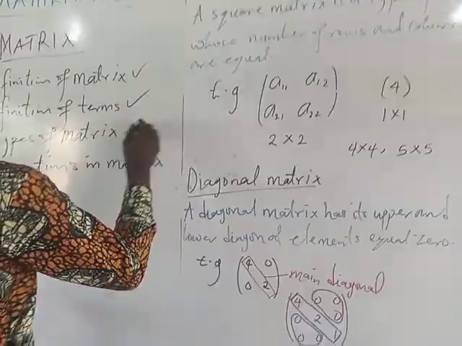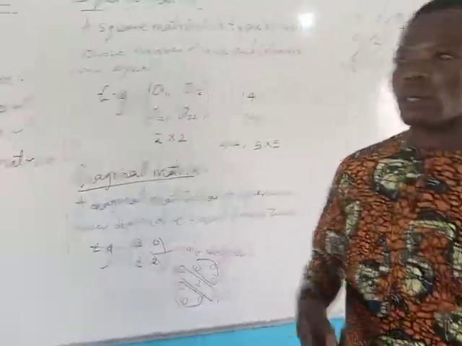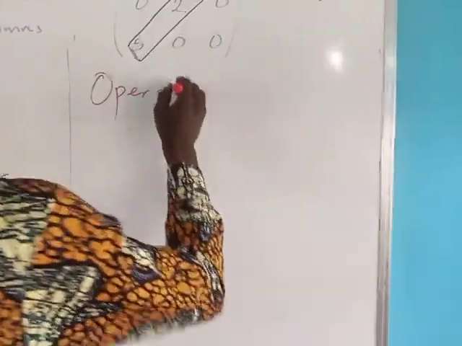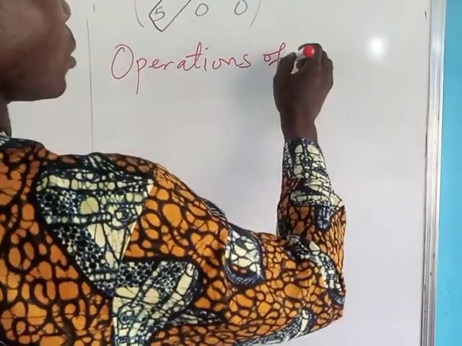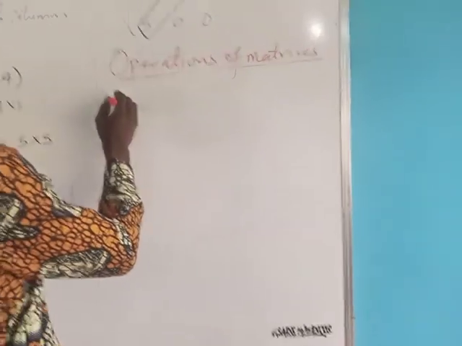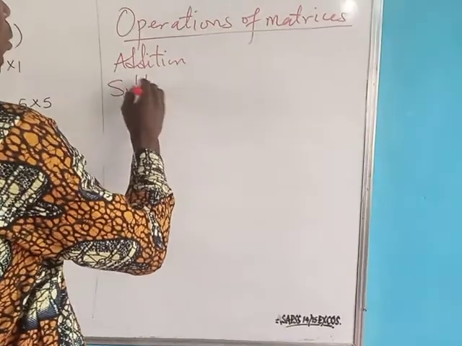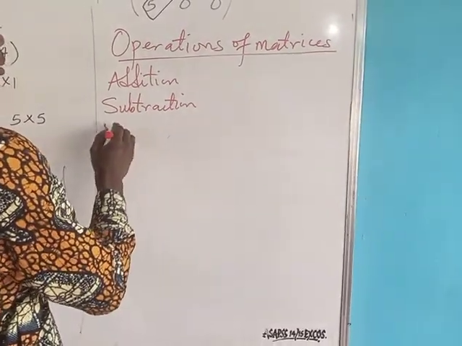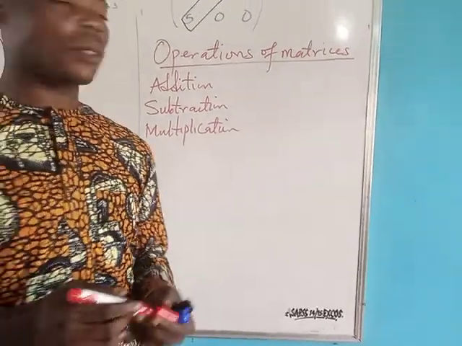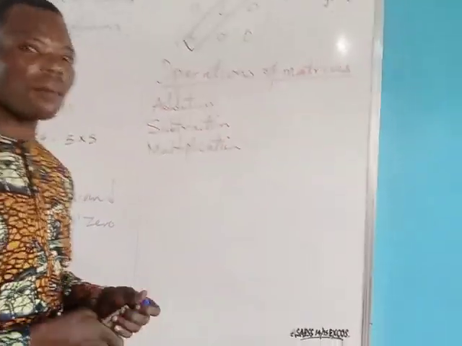So those are the definitions, or the types of matrices, you want to consider here. So we are moving to the last one, which is operations on matrices. When we say operations, we mean addition, subtraction, and multiplication of a matrix. We can also consider the division. So let's look at these three.